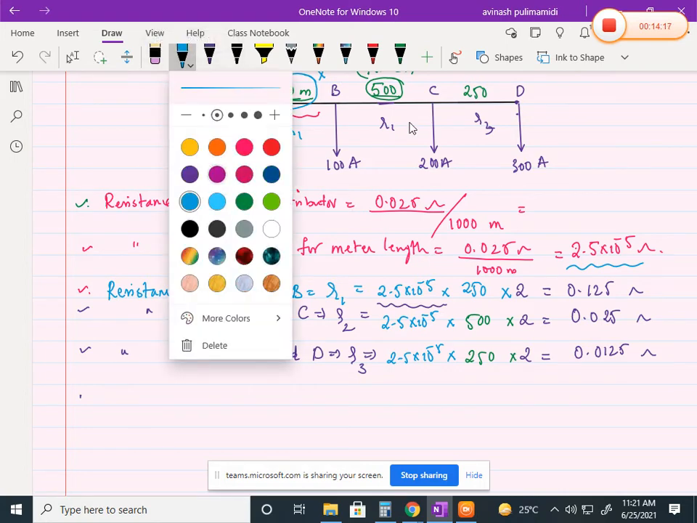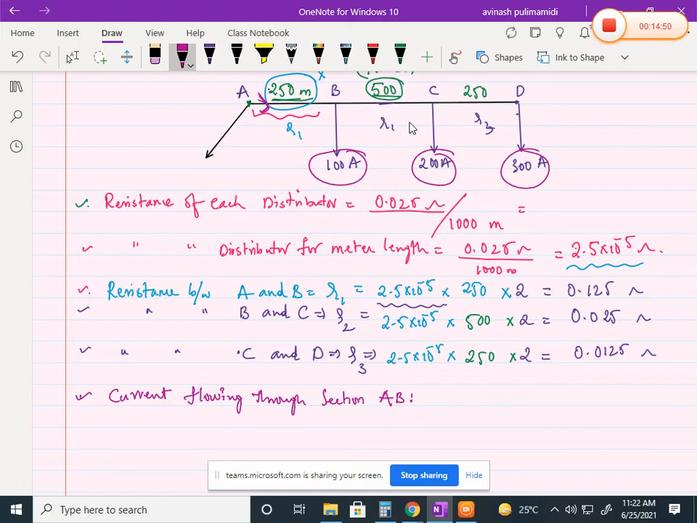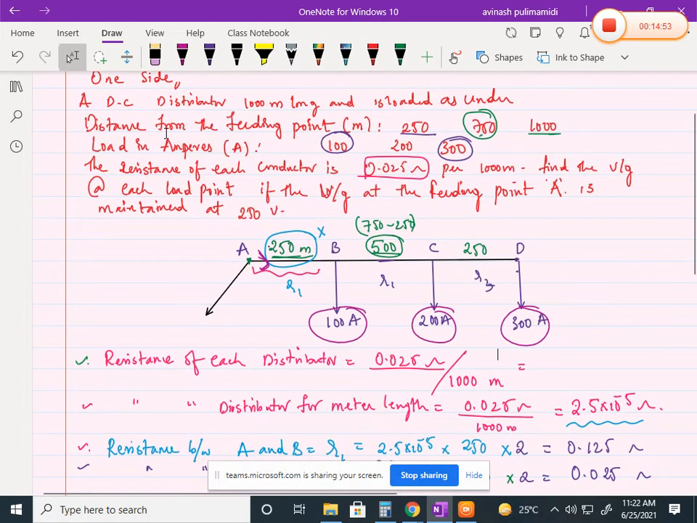So let me change the thing here. Current flowing through the section AB. What is the current flowing through the section AB? As I said earlier, in section AB the total current will be flowing here. How many loads are there? 1, 2, 3. So there are 3 currents flowing here: I1 plus I2 plus I3.